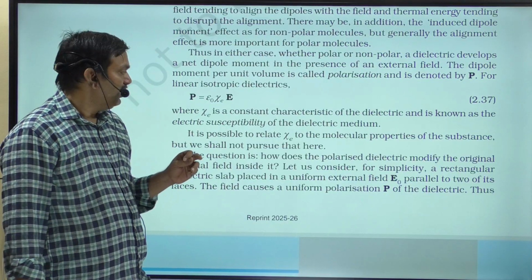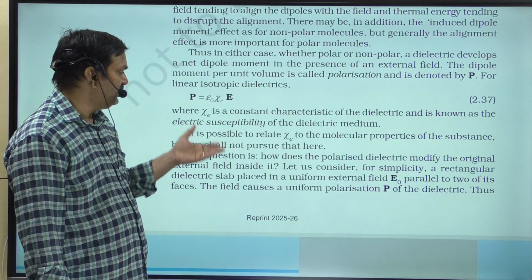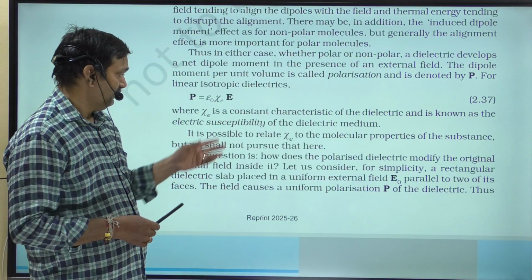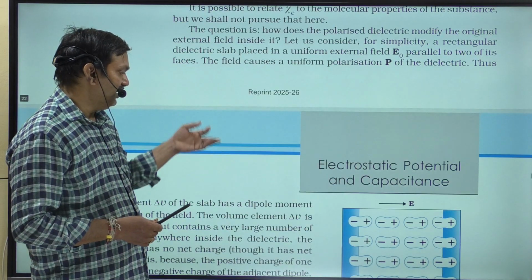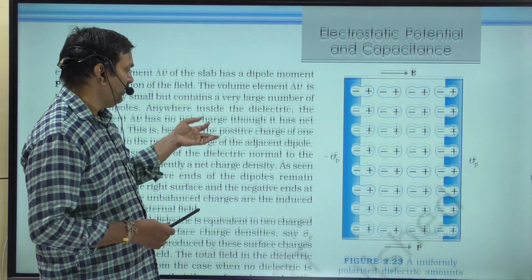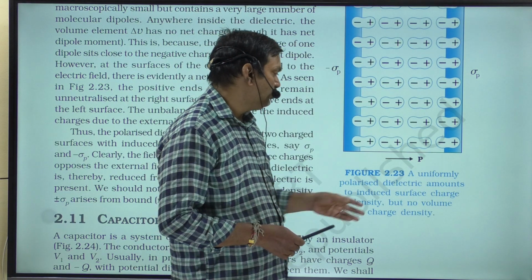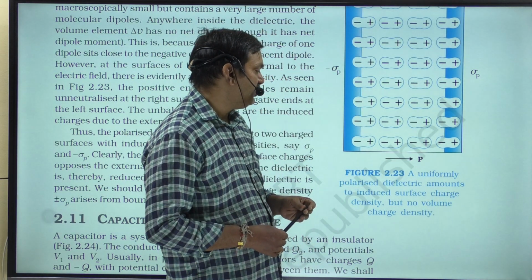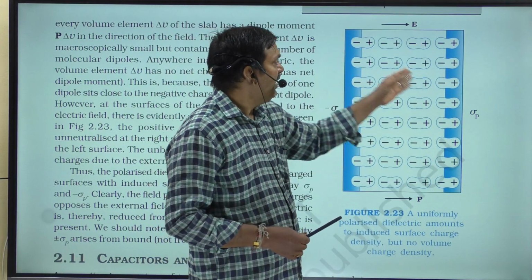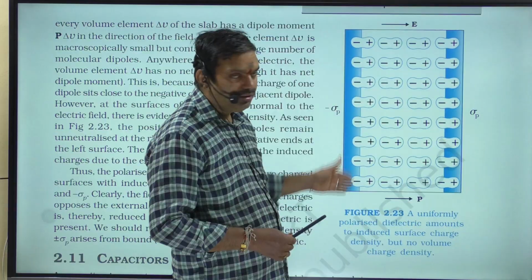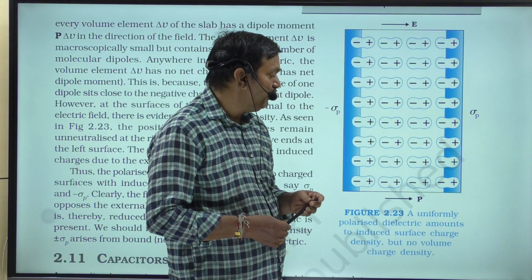Right? So now we understand what a dielectric is and where dielectrics are used. So this is how we can talk about polarization, right? Next, you just see here, a uniformly polarized dielectric amounts to induced surface charge density but no volume charge density. That is what is happening at the ends, as you see here, because at the ends you find there is a net surface charge density, but there is no volume charge density.